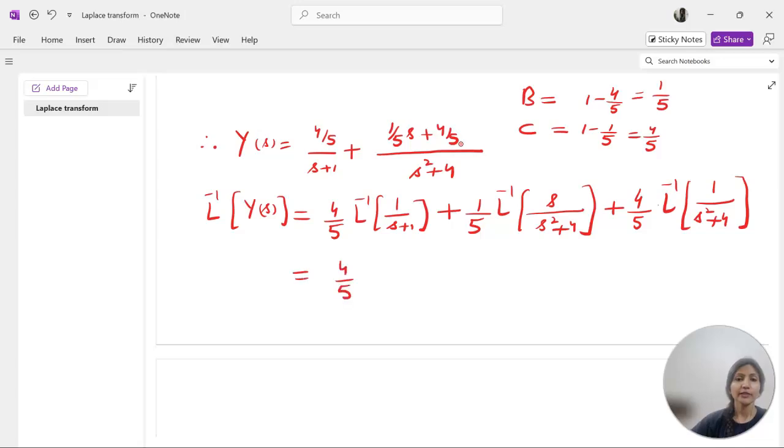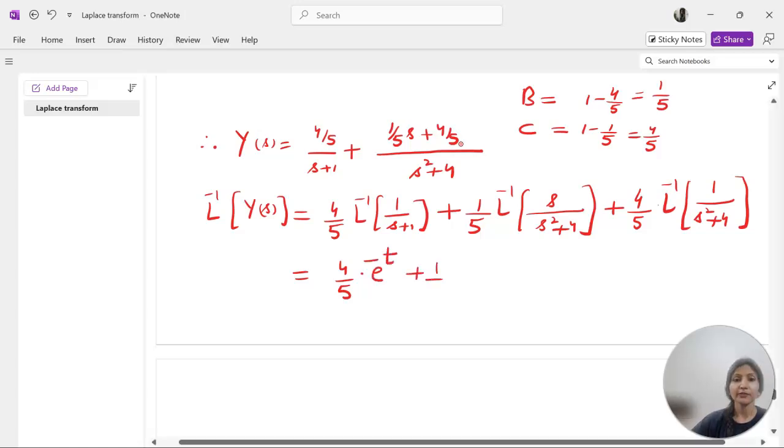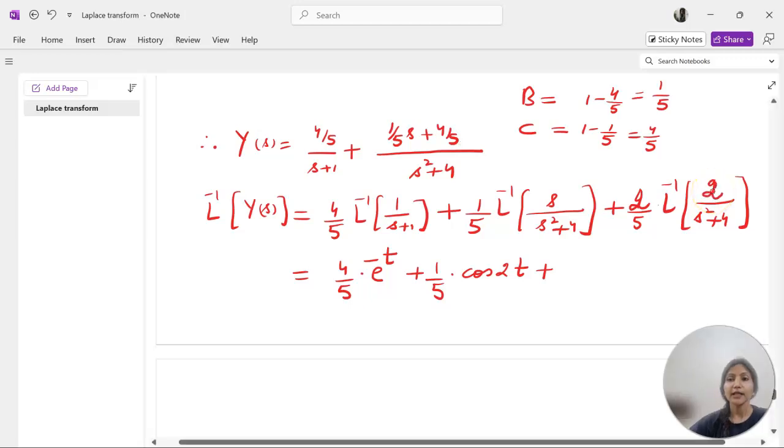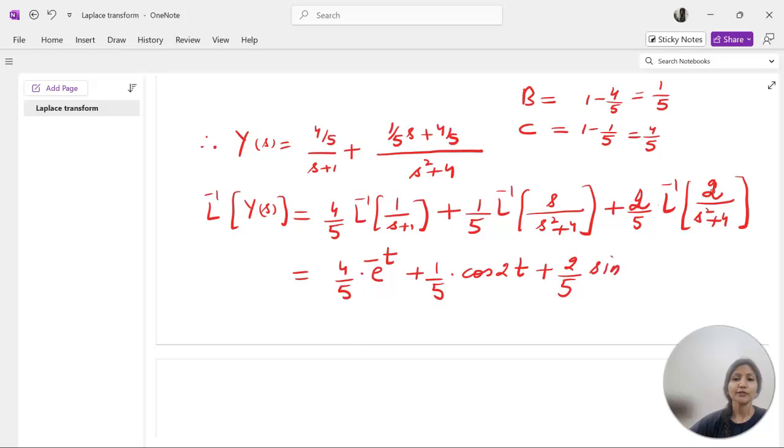So this is 4 by 5, and L inverse of 1 over s plus 1 is e to the power minus t. Then 1 by 5, just by looking at it, you can see it is cos 2t. So 4 is 2 square, cos 2t, and here a 2 is missing. There should be a 2 in the numerator, so I can write this 4 as 2 into 2. That is perfectly fine. Now we can see L inverse of 2 by s square plus 4 can be written as sine 2t. So that becomes the solution. L inverse of Y(s) is small y of t. So we got the solution of the differential equation, and this is the solution.